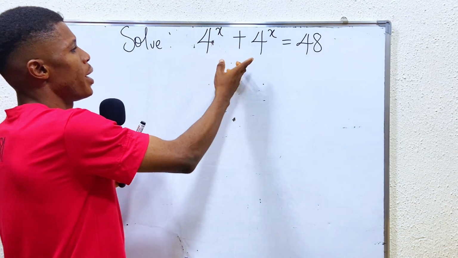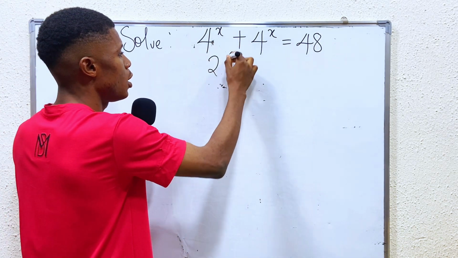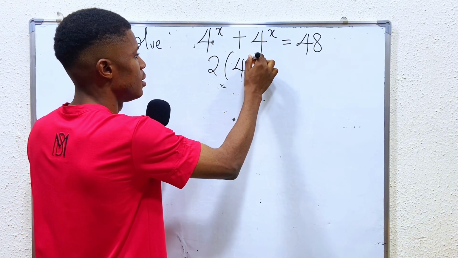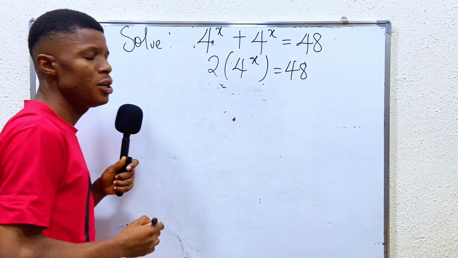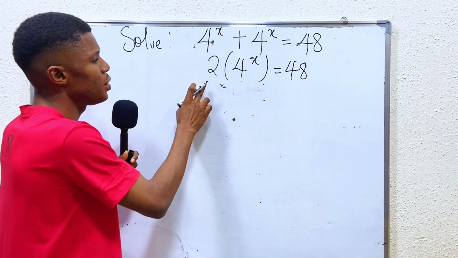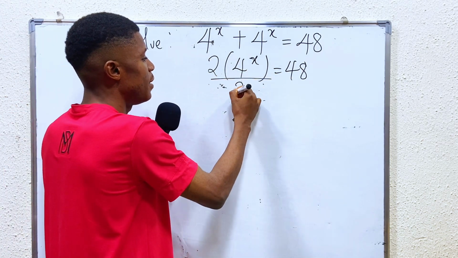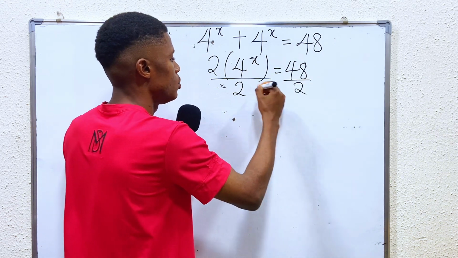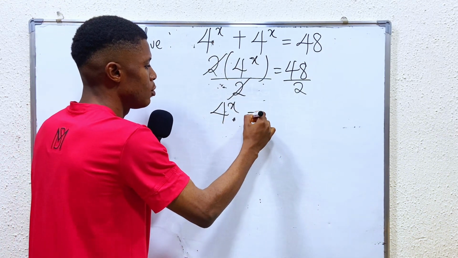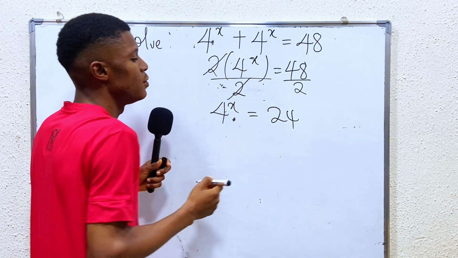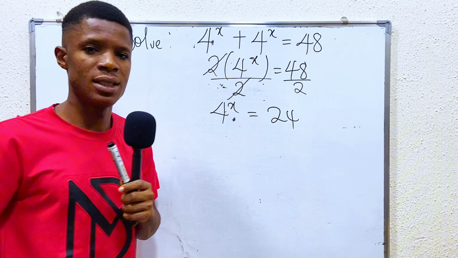We have 4 power x in two places. So we can now write it as 2 lots of 4 power x, and that's equals to 48. What do you observe? Since you have 2, we can divide the left and the right hand side by 2. If you divide by 2, you divide by 2. Once you divide by 2, you have it that 4 power x is equals to 24. Reason behind this is that 48 divided by 2 is 24.